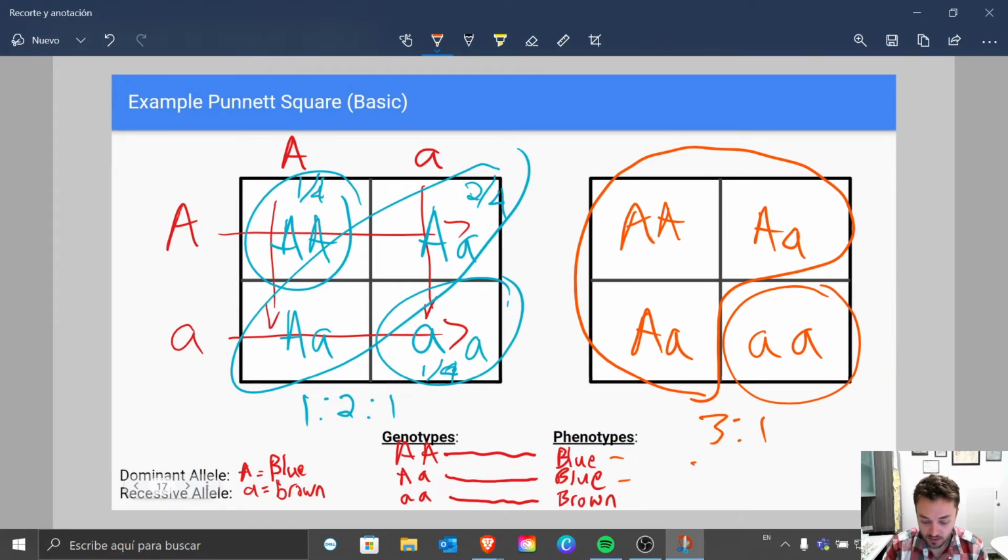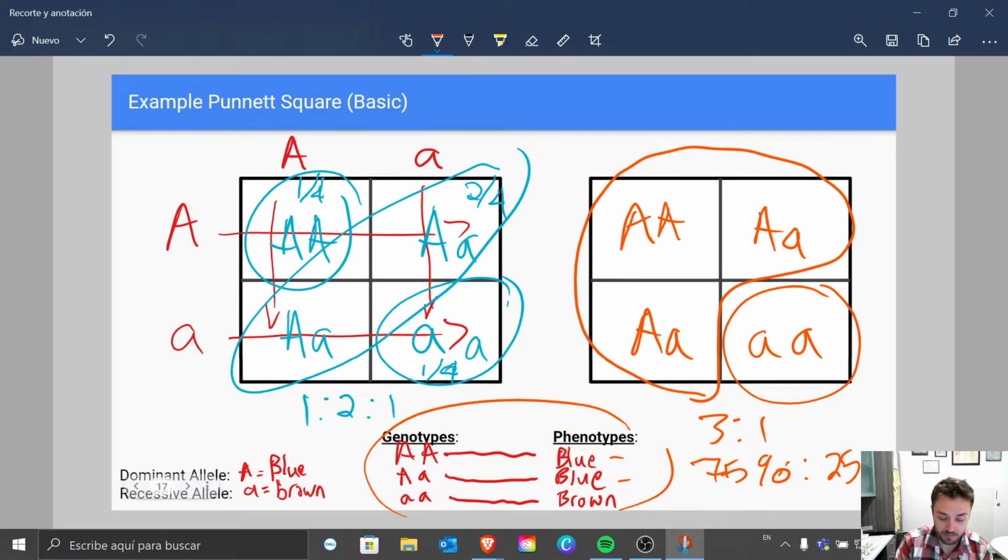That is to say 75% to 25%. And that's how basic Punnett squares work, right? This is an important step to write that out, and also always drawing things out.